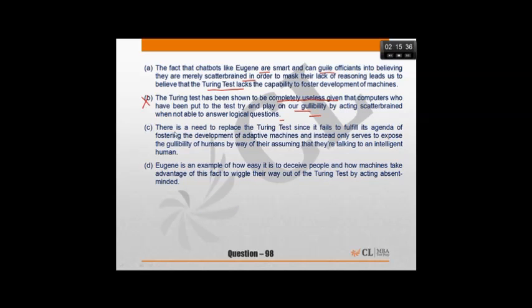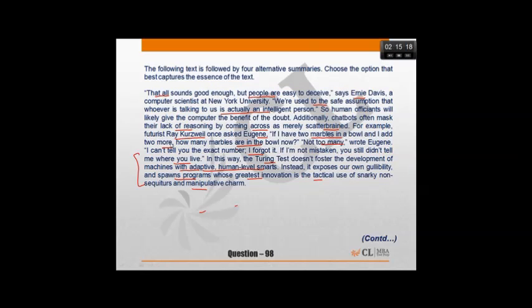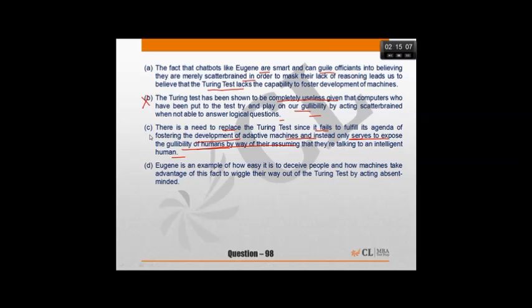Choice C: There is no need to replace the Turing test since it fails to fulfill its agenda of fostering development of adaptive machines and instead only serves to expose the gullibility of humans by assuming they are talking to it. No, this seems incorrect. Let me just quickly look at the passage again. Instead, it exposes our own gullibility and spawns programs. Choice C most probably is incorrect. Okay, let me just look at the next one.